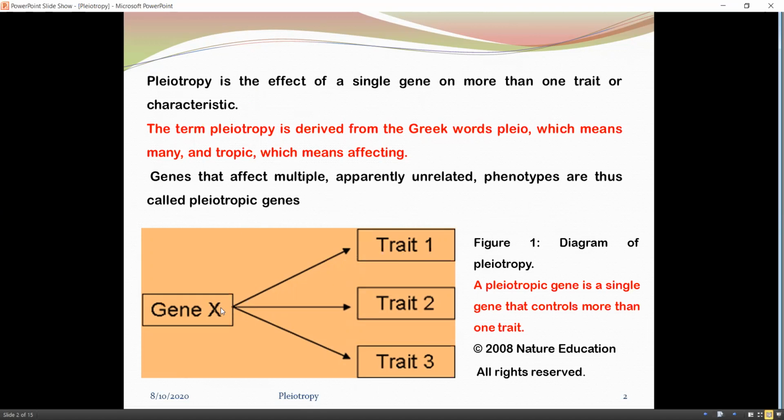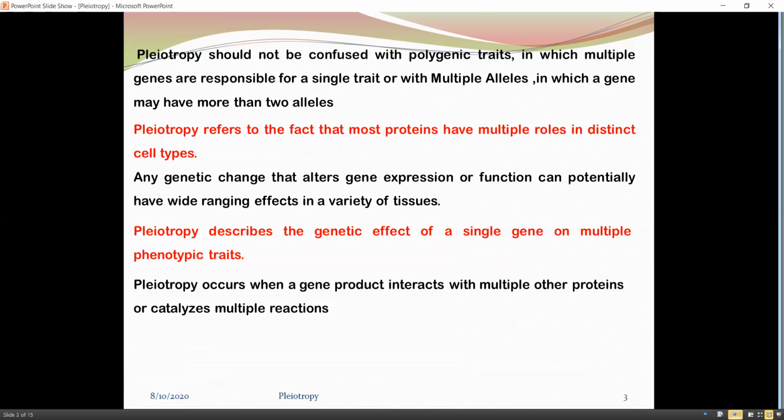In this diagram, we can see that gene X can control trait 1, trait 2, and trait 3. A pleiotropic gene is a single gene that controls more than one trait. Pleiotropy should not be confused with polygenic traits, in which multiple genes are responsible for a single trait, or multiple alleles, in which a gene may have more than two alleles.